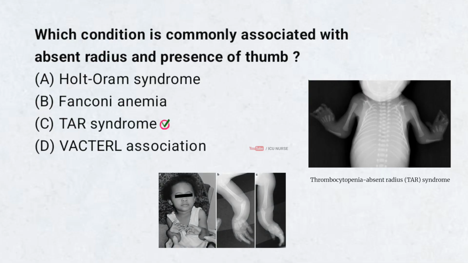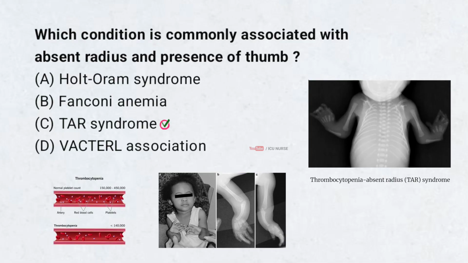TAR stands for thrombocytopenia absent radius syndrome. It is characterized by absent radius bone with a present thumb. It also involves low platelet counts leading to bleeding tendency.